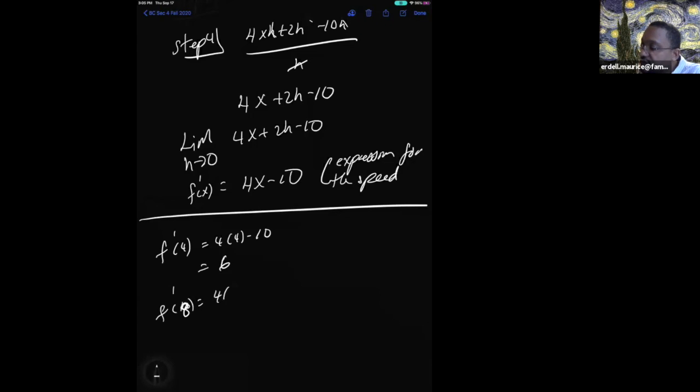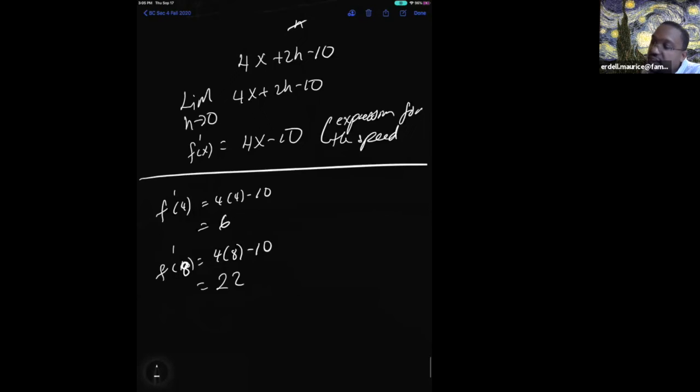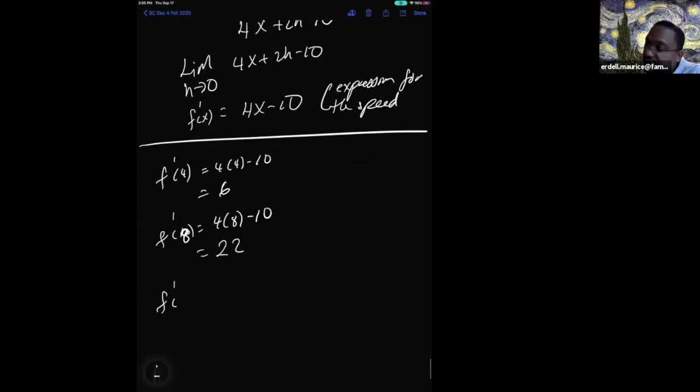So that's 4 times 8 minus 10. 4 times 8 is 32 minus 10 is 22. And then f prime at 10. 4 times 10 minus 10, that's 30. And those will be the various speeds of the truck at the various times.